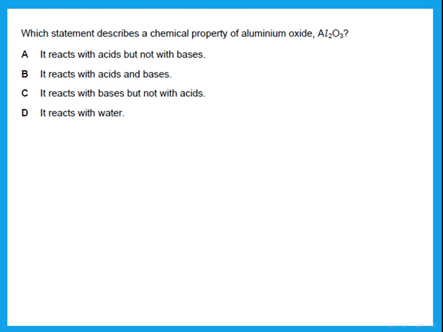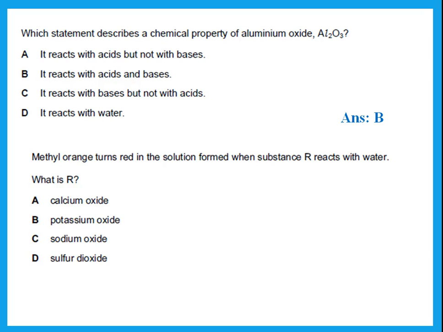Okay, which statement describes the chemical property of aluminium oxide? What is aluminium oxide again? Acidic, basic, neutral, amphoteric? Aluminium oxide is amphoteric. You should remember, we said which ones are amphoteric? Oxides of aluminium, zinc, lead. What did we say about amphoteric? You should remember that amphoteric means it reacts with both acid and base.